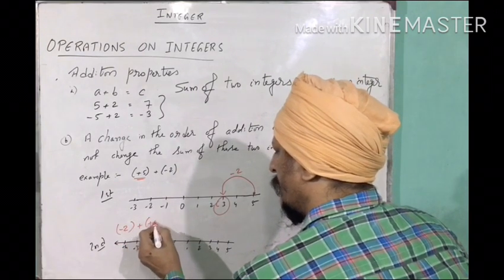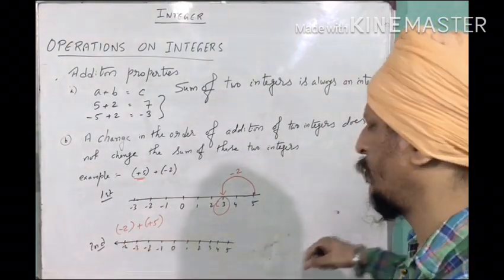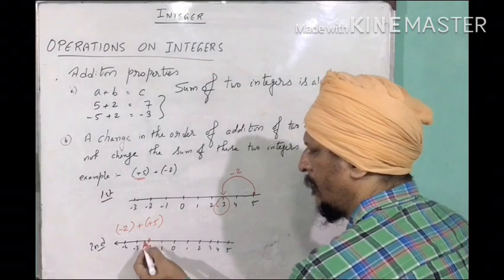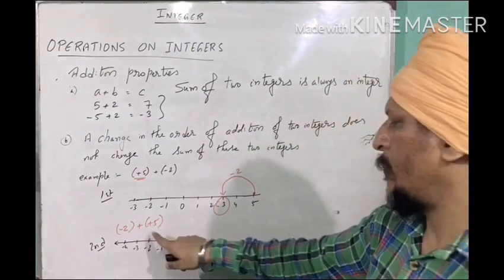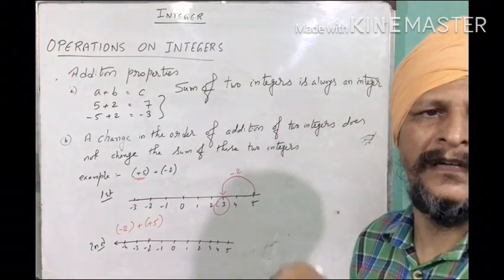But in the second case, if we change the order of these two numbers, let us see -2 plus 5. Here the first integer is -2. So where is -2? Here. And we have to add plus 5. So then we have to move towards the right side.